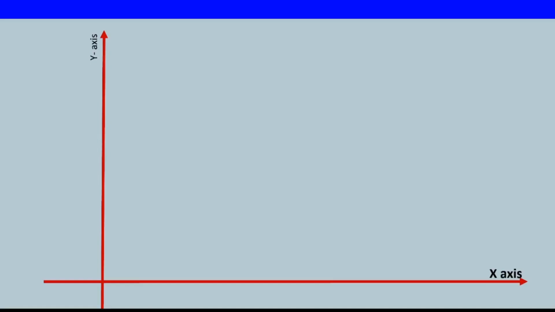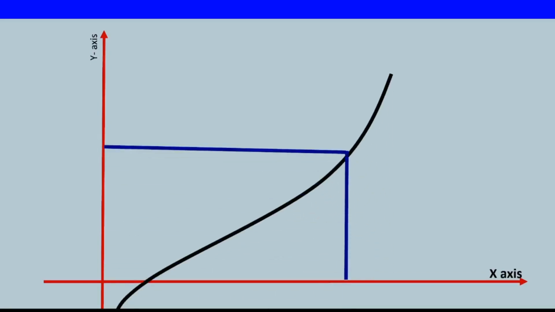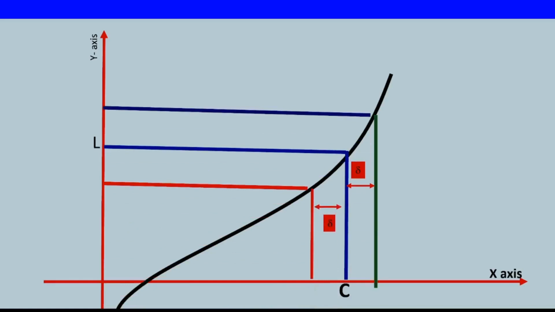Now let us understand the meaning of epsilon, delta and L with the help of the following graph. The graph is drawn and a vertical line is drawn at the cluster point and the corresponding value on the y-axis, that is equal to L. We are going to talk about L. What is L? L is the limit of the function. We drew a green line at a distance of delta away from the line at the cluster point. The distance between the blue and the green line is equal to delta. We drew another line on the left side of c at a distance of delta.